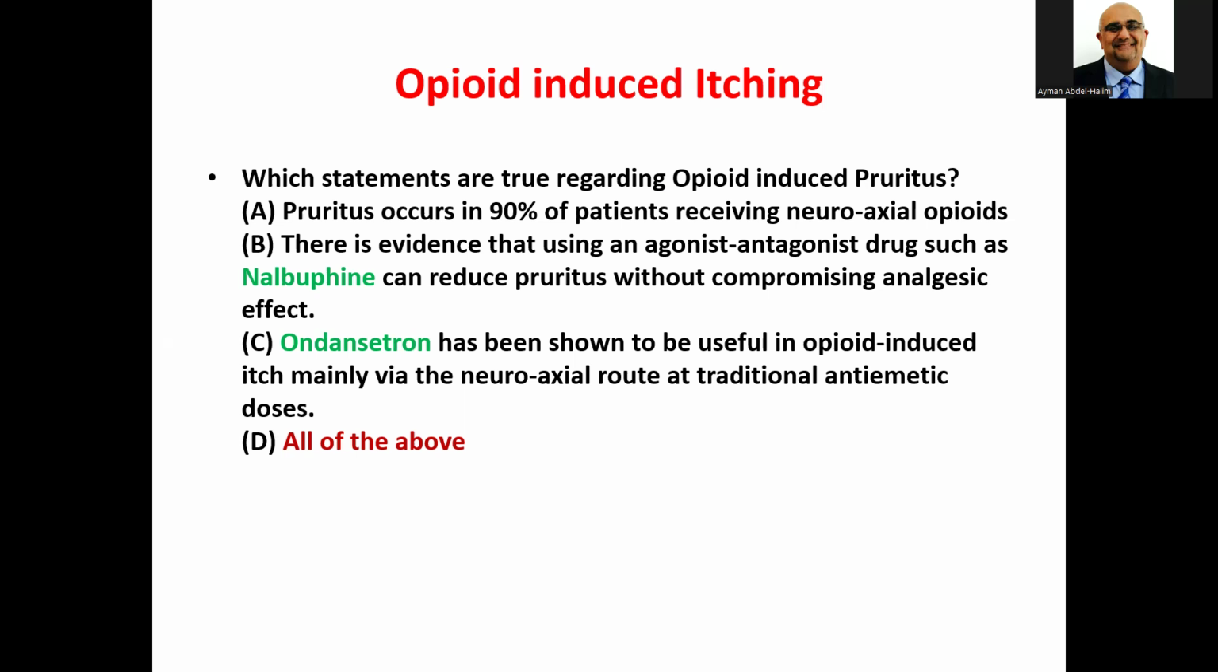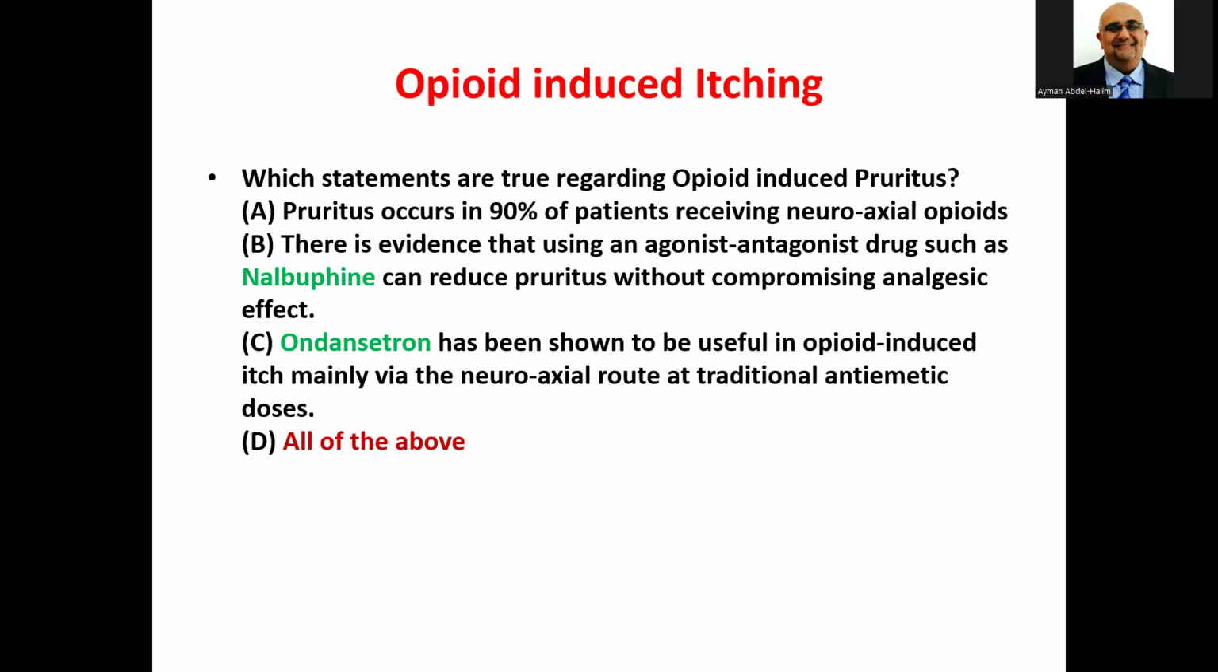This is true. As we mentioned before, one of the indications of nalbuphine is to treat the side effects of opioids, except respiratory depression. Respiratory depression, you have to give naloxone. You have only one choice here. Ondansetron has been shown to be useful in opioid-induced itching. So this is also correct.